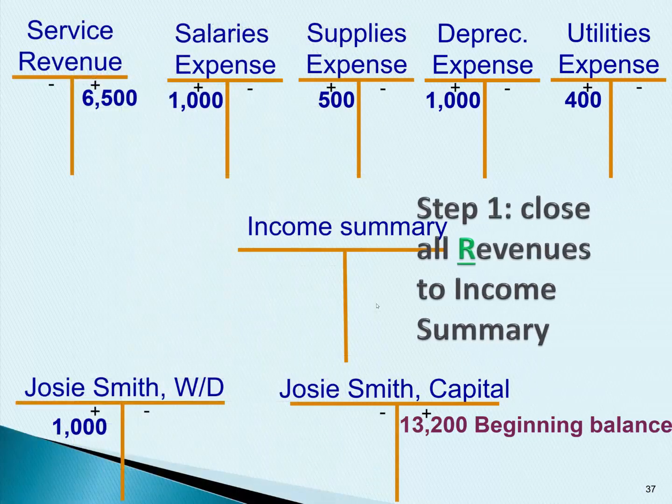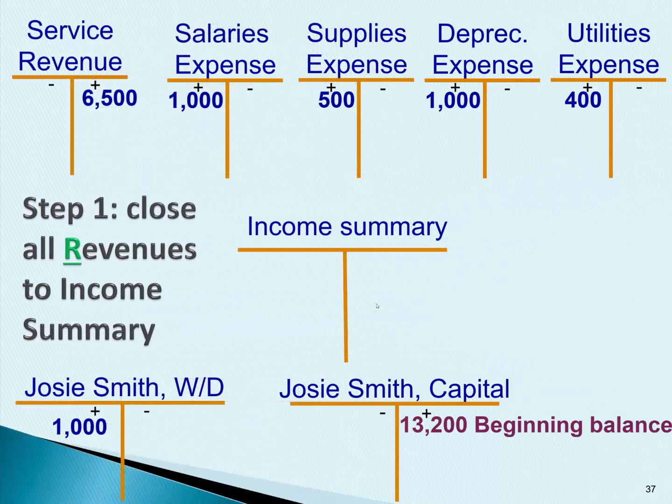Okay, now take a look at your ledger. So these T accounts represent the ledger. And this is only part of the ledger, otherwise the company apparently has no cash, no liabilities, etc. So we're only showing the revenues, expenses, draws, capital, and income summary, because that's what is involved in the closing process. So as a reminder, step 1, we're going to close the revenues to income summary.